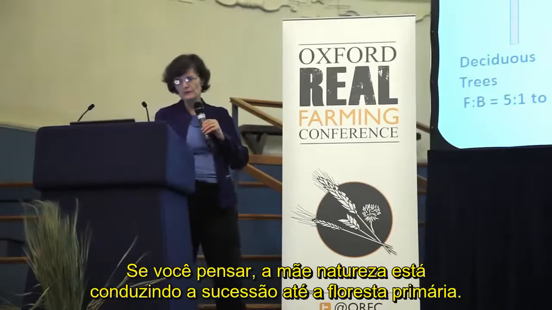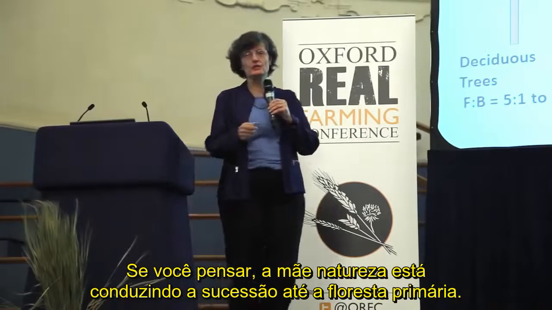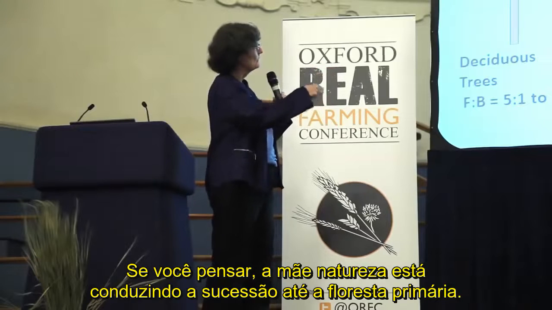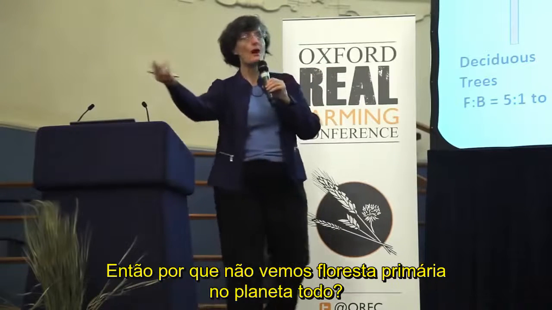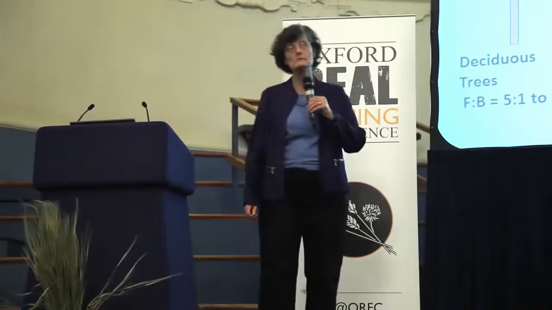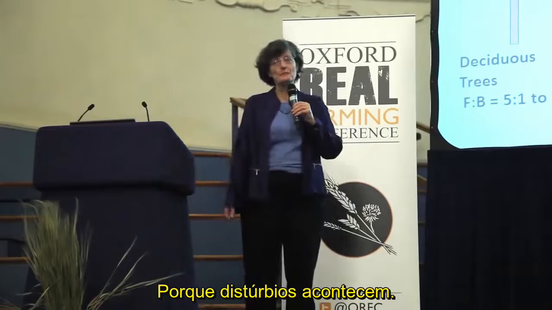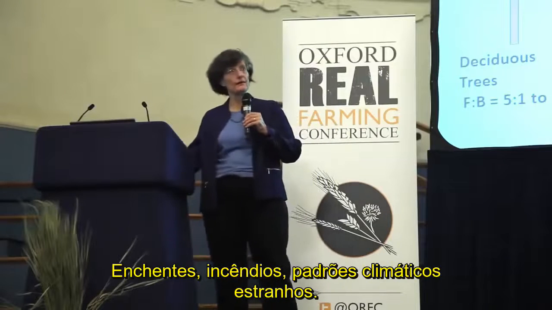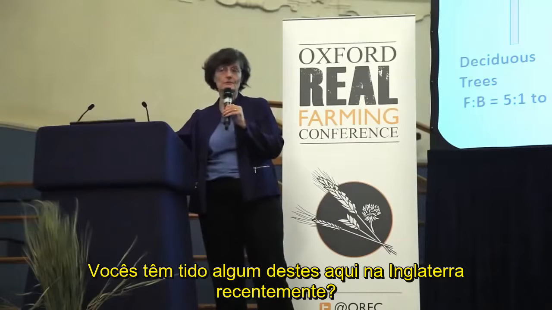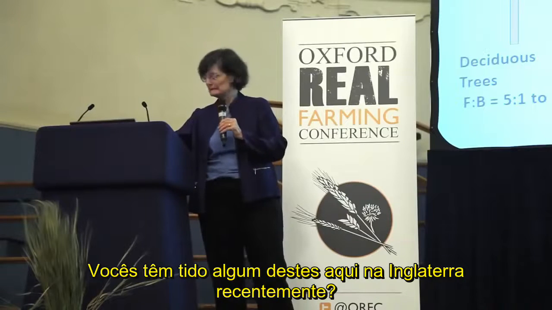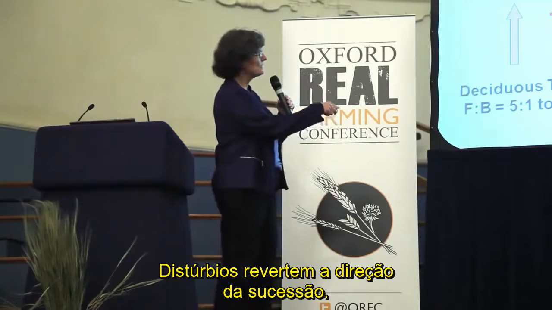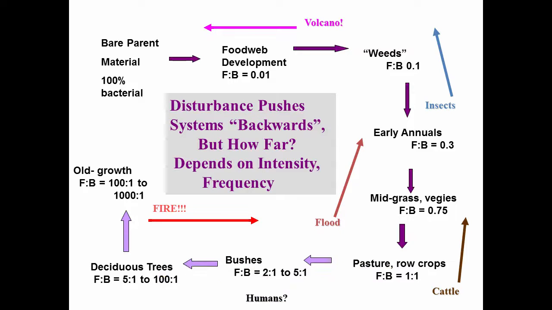So if you think about this, Mother Nature is driving succession towards that old-growth forest. So why isn't everything on this planet an old-growth forest? Because disturbance happens. Floods, fires, odd weather patterns. Have you had some of those here in Britain recently? So disturbance is going to drive us backwards in succession.